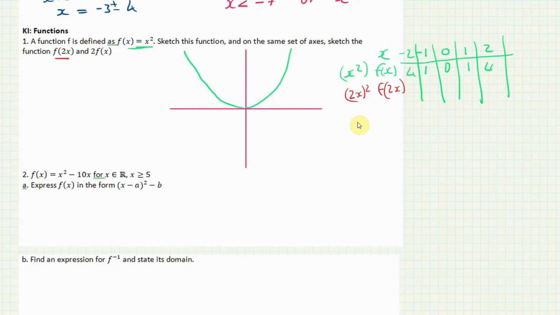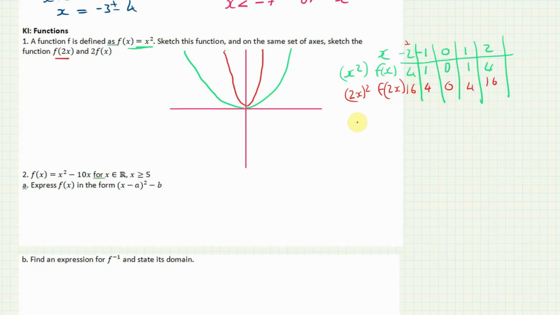f(2x). So what will happen here is we're going to take this x value here, the 2, and go 2 times negative 2, which is negative 4. Negative 4 squared is 16, right? 2 times negative 1, negative 2. Negative 2 squared is 4, and then that will be 0 again, and then the same out this way. So you see this is quite steep, so f(2x) is going to be a lot steeper. Ooh, that's horrific. Sorry guys, shaky hand. Okay, that'll have to do, right?